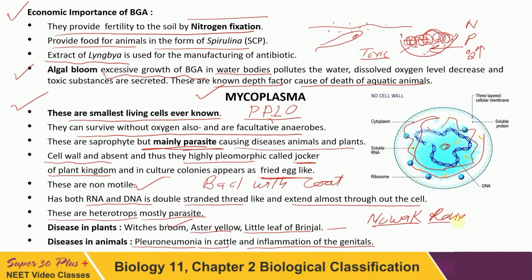So children, that was part 3 of lesson 2, Biological Classification, Unit 1, Diversity in Organisms. We have finished it. You know that this chapter will be completed in 7 parts. After completion of all 7 parts, we have to deal with NCERT exemplar questions and the questions that appeared in the NEET examination in previous years.